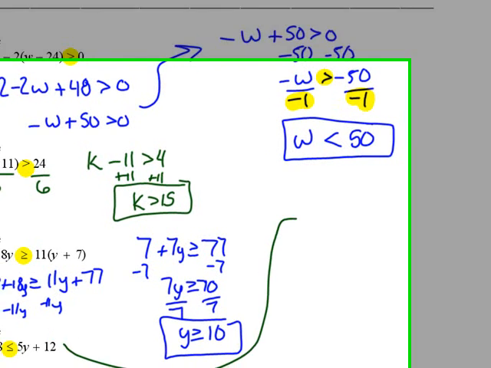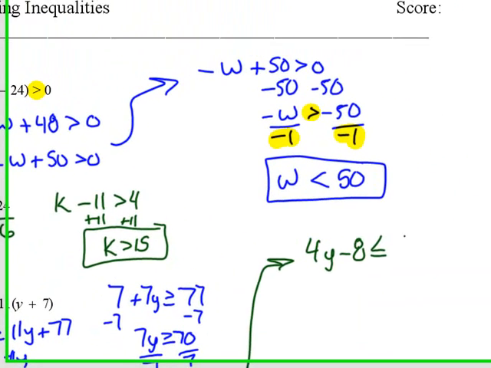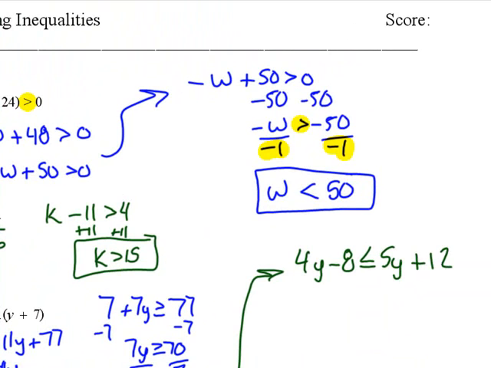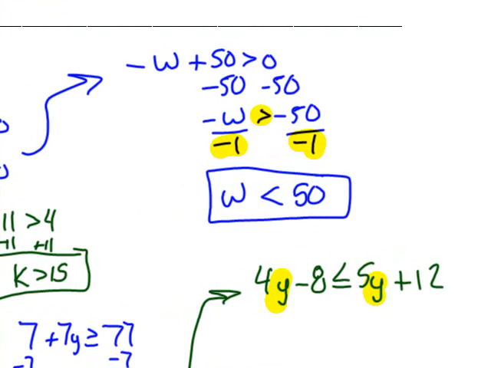Let's take that up and over into here. Let's just copy it. 4y minus 8 is less than or equal to 5y plus 12. I'd like to get all the y's on one side. Again, when something is making a problem difficult, deal with it right away. The thing that's making this problem difficult is y's on both sides. So let's deal with that.